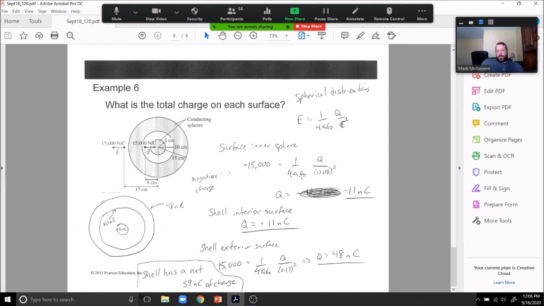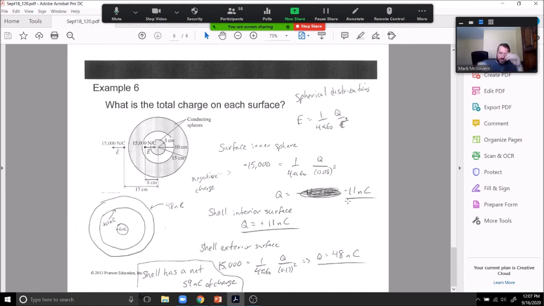That equals 1 over 4 pi epsilon naught Q over R squared, where this R is the distance from the center. It's not the size of the conductors. In this expression for the electric field, R is the distance from the center. And so we're 8 centimeters away, and we're told that down here. So gotta use meters. Then solve for Q here, and you end up with a negative 11 nanocoulombs. That's on the inner surface. Well, guess what's on the inner shell surface? A positive 11 nanocoulombs. Has to be the same.